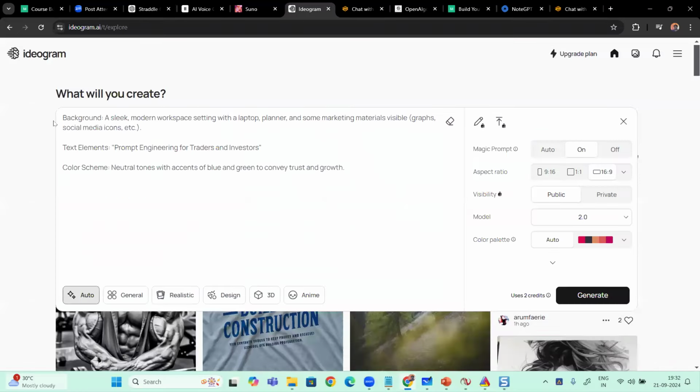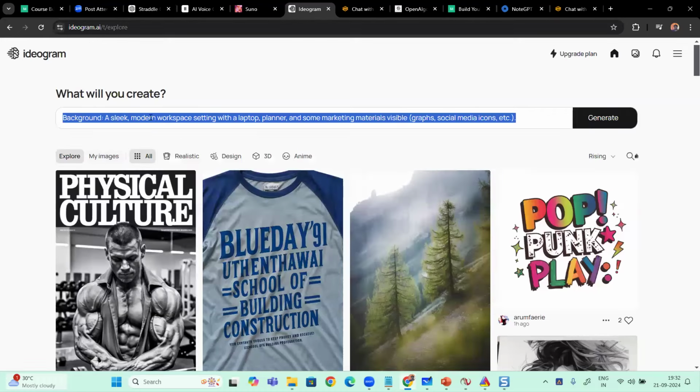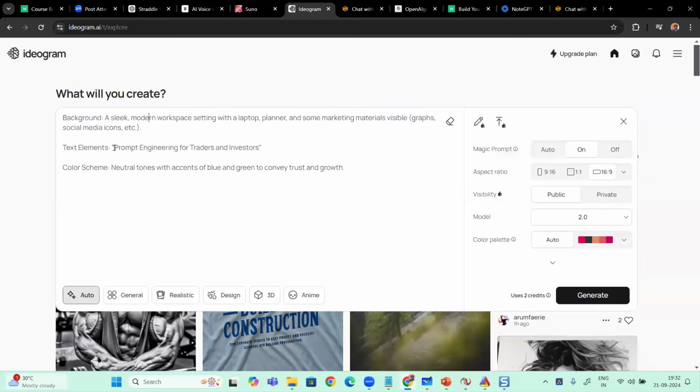So here I have a prompt. I'm saying the background should be a sleek, modern workspace setting with a laptop, planner, and some marketing materials visible, graph, social media icons. It should have a text. The text element should say prompt engineering for traders and investors. The color scheme should be neutral tones with accents of blue and green to convey trust and growth.